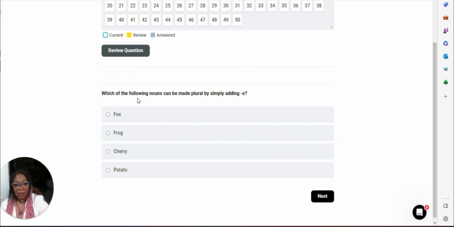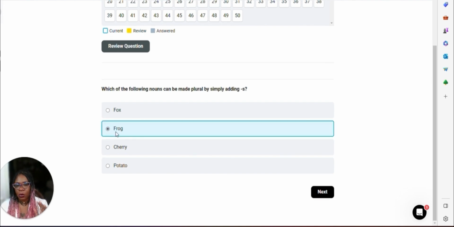Which of the following nouns can be made plural by simply adding an S? Is it fox? Is it frog? Is it cherry? Is it potatoes? The answer is going to be frog. To make the word frog plural, we just have to add an S to it, right? The rest of them, you have to add more than one letter to make it plural. That would be foxes, cherries with IES, potatoes becomes OES. So yes, the only one here that can take simply an S is going to be the word frog. And let's move on to question number 8.